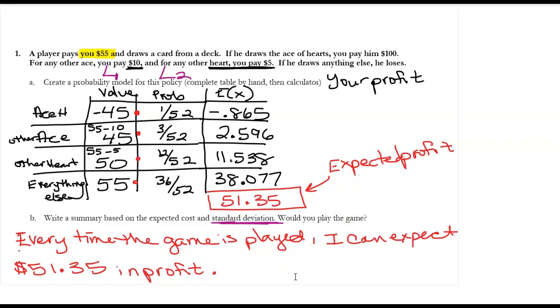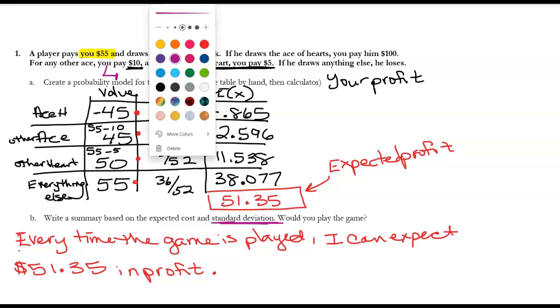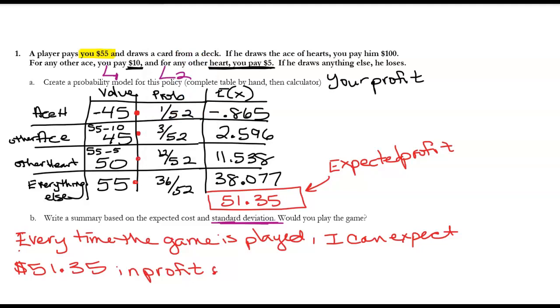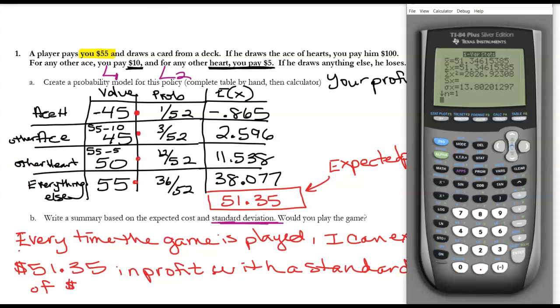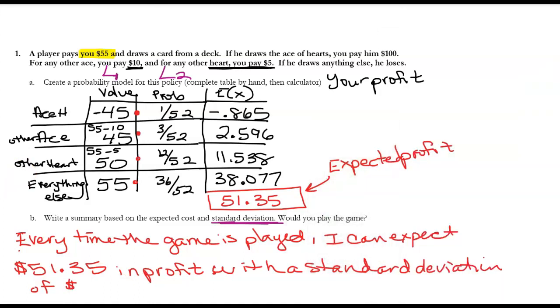So we get a profit of $51.35 with a standard deviation of, what did I say it was? $13.80.